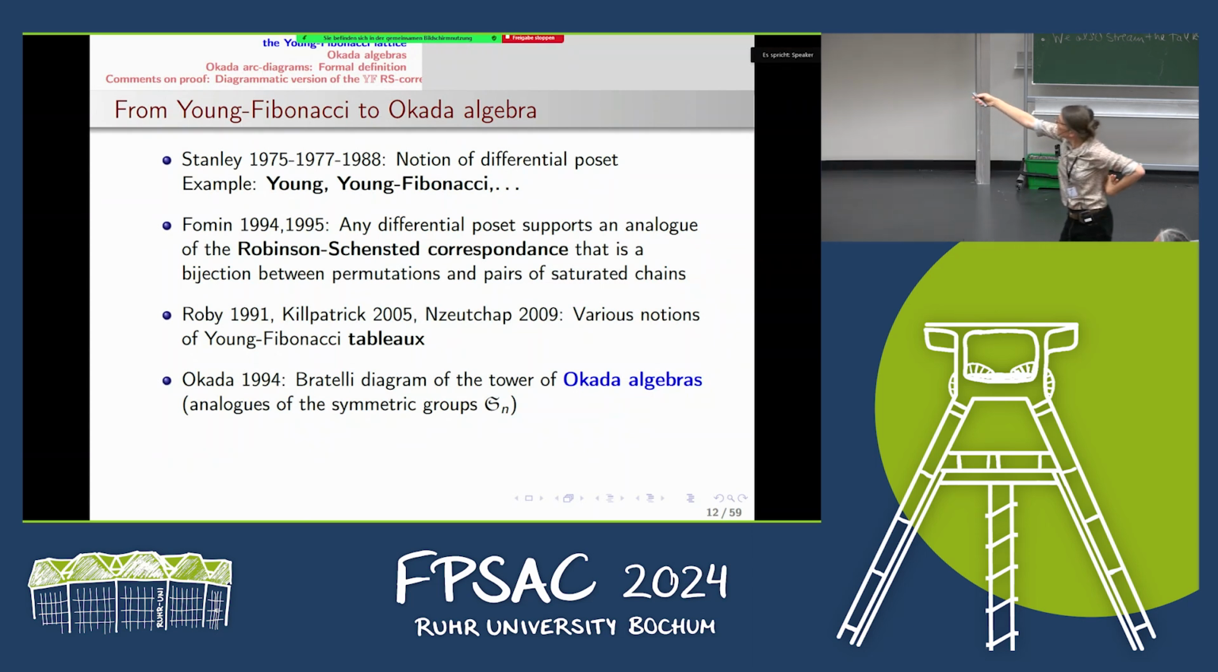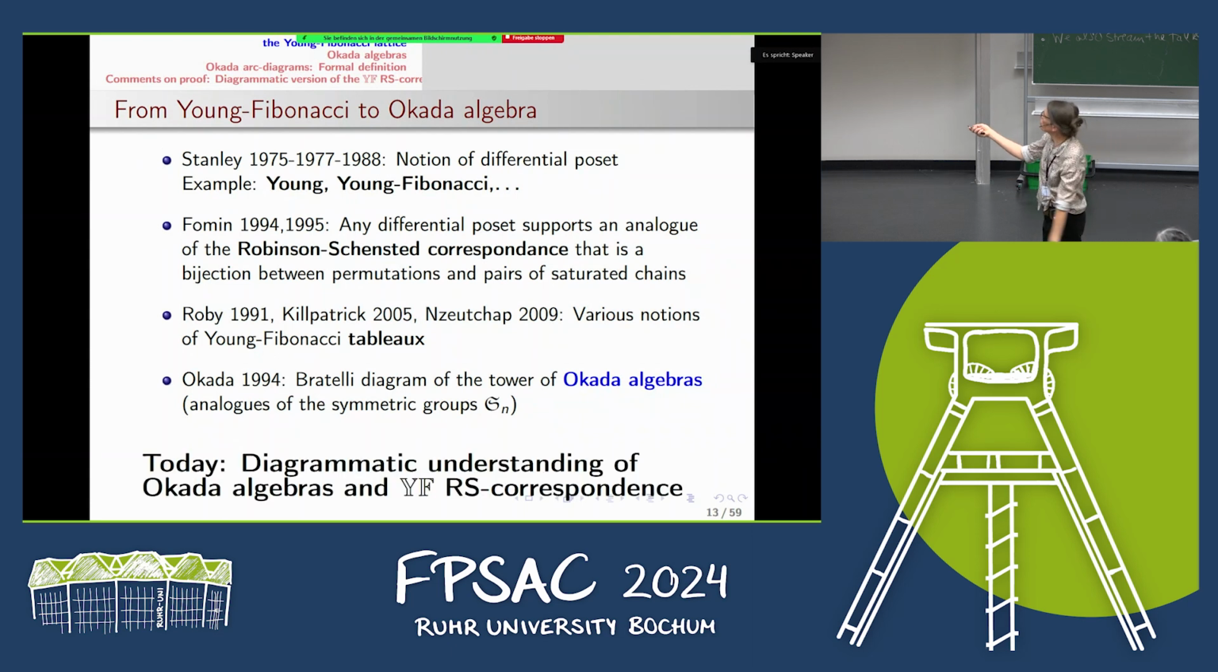And then in 1994, Okada showed that actually there is a family of algebras whose Bratteli diagram is the Young Fibonacci lattice. And these algebras we call the Okada algebras. So today, basically, I want to give a diagrammatic understanding of these algebras. These algebras are now 30 years old, but we would like to have some visualization of them, and also a diagrammatic understanding of this RS correspondence.